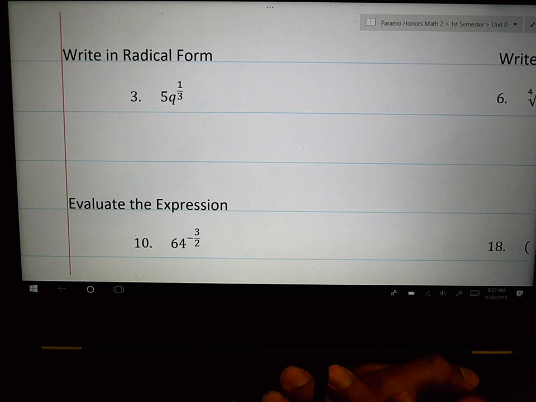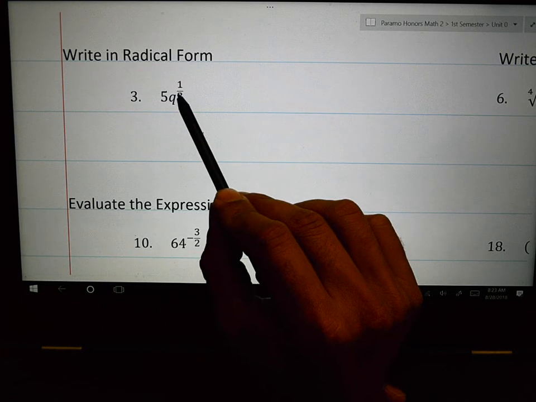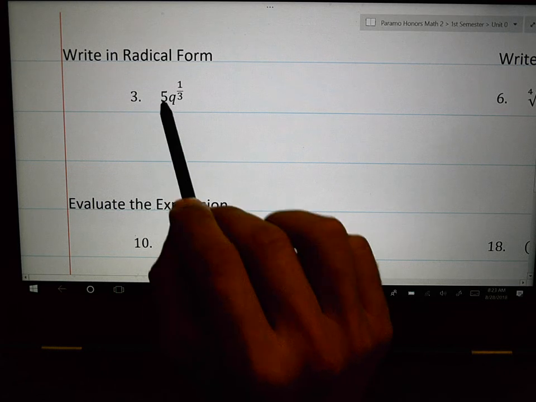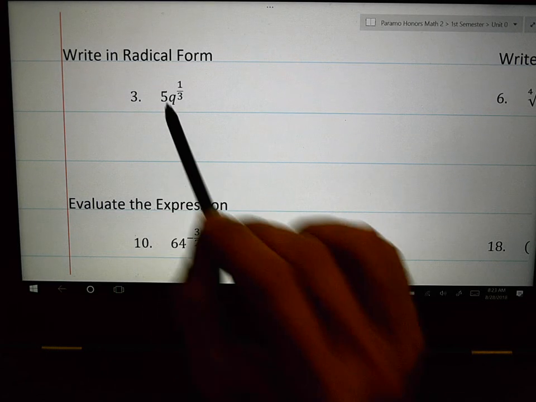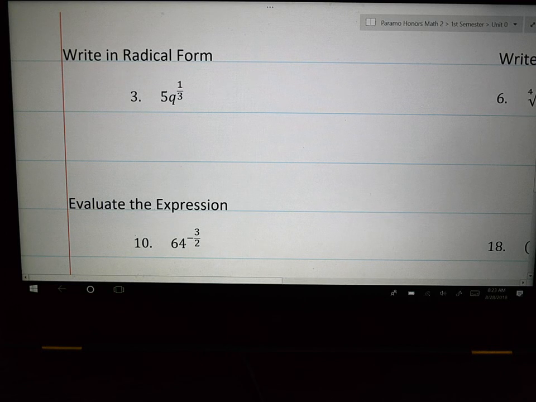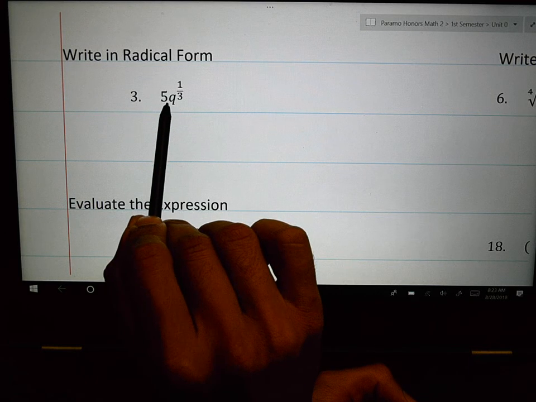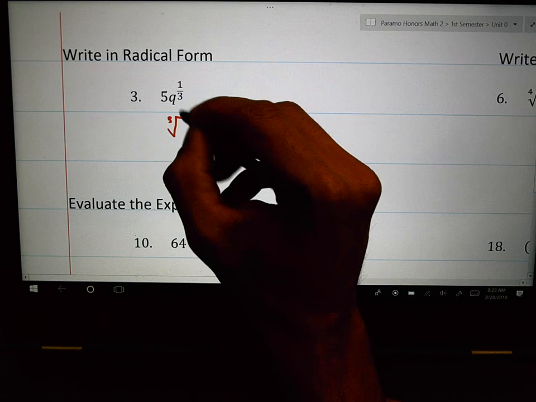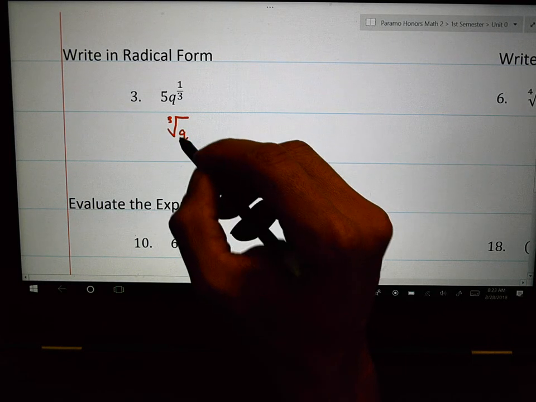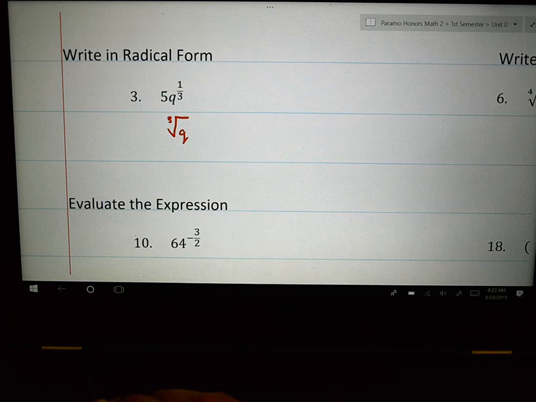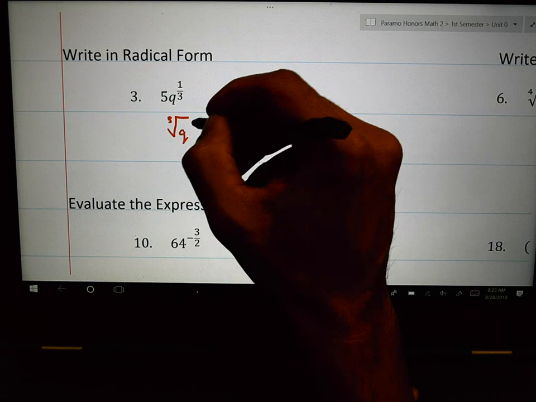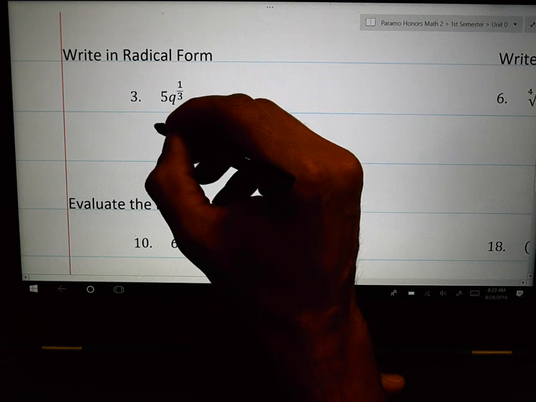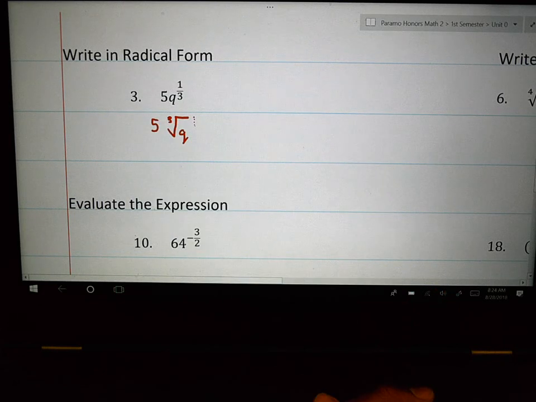The biggest thing I want to point out to you on number 3, this 1/3 power, does it apply to the q and the 5 or just the q? Just the q, which means what's inside the radical? Just the q. So keep in mind this is the root. This is the root. And this is the variable to the first power. I don't really need to write that 1. If you did write the 1, it would be right about here. But I don't use it. And the 5 is just multiplying it. It's 5 times the 3rd root of q.